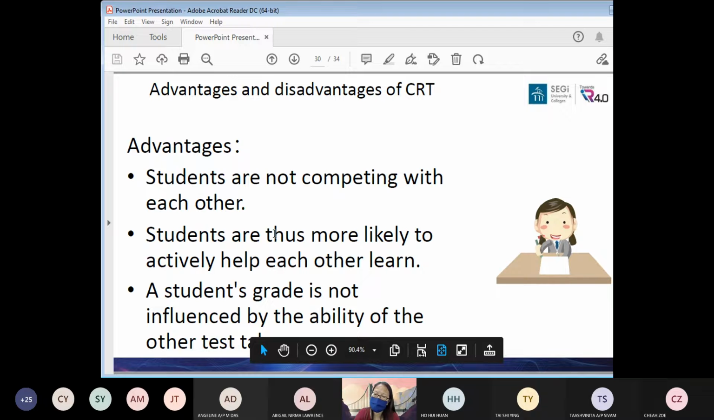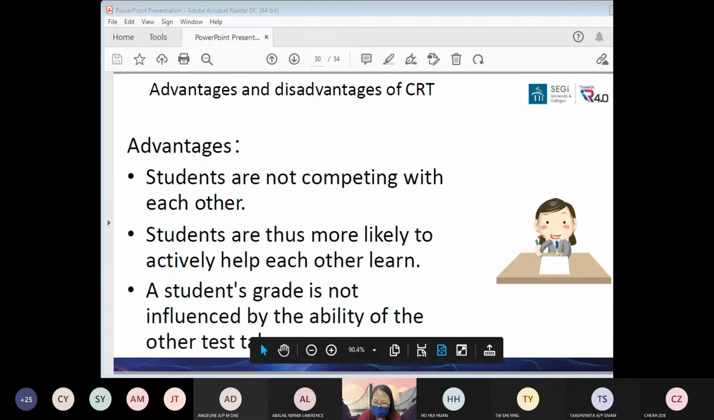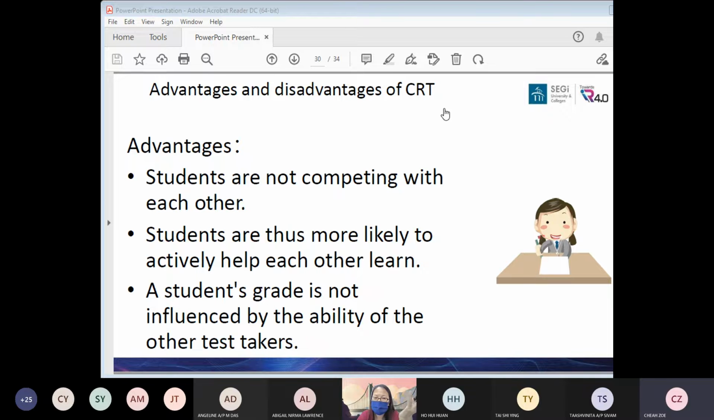Advantages of criterion reference tests. Students are not competing with each other. Yeah, you are only doing this to know how well you can grade yourself, how well you have done by comparing your answers to the what? To the what? Who can tell me? Comparing your answers to the criteria. Criteria.